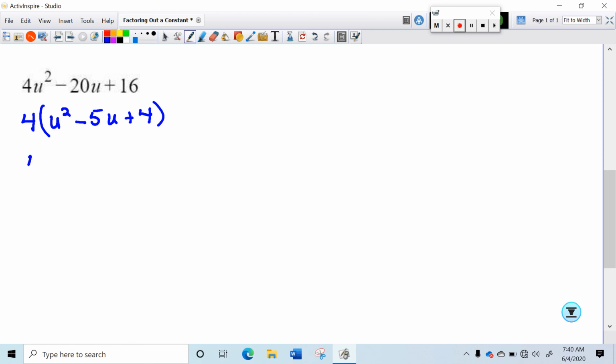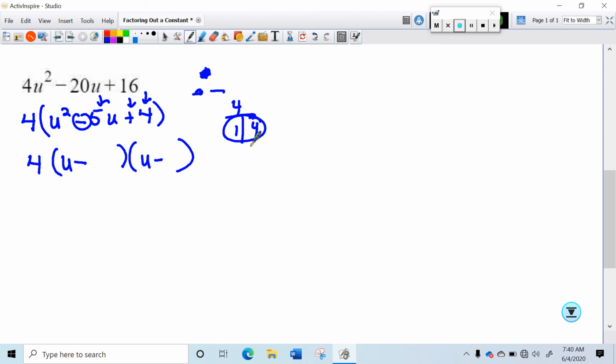Okay, so my 4, my 2 sets of parentheses, split up my u's, bring the first sign down. The second sign, I have a minus and a plus. So the second sign is a minus. Okay, the factors of 4 that when I add them equal 5. Well, 1 times 4. When you add those 2 numbers, you get 5. So the biggest one first, 4, and then 1, and you're finished.